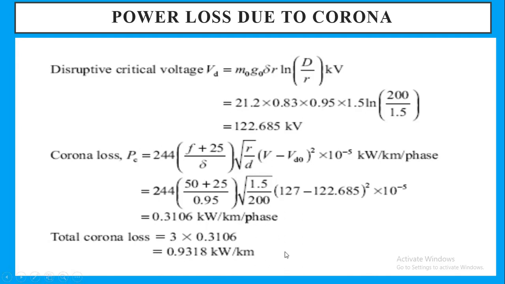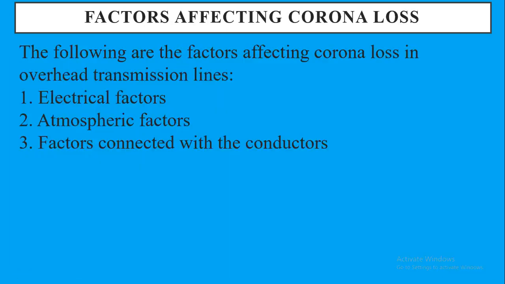That's the reason it is not specifically mentioned per phase. Because it is a three phase system, we can say this is 931.8 watt per kilometer. This is the power wasted due to the corona effect. So this is the impact of the corona effect.